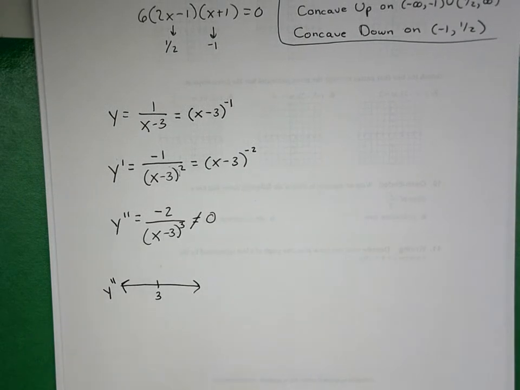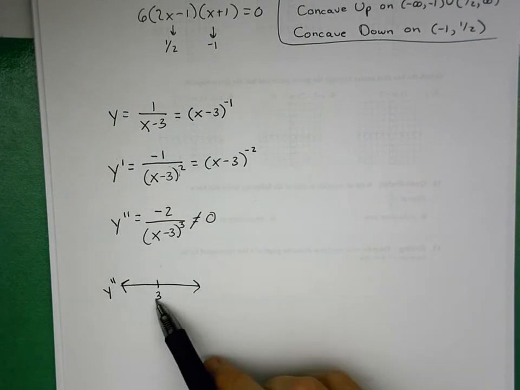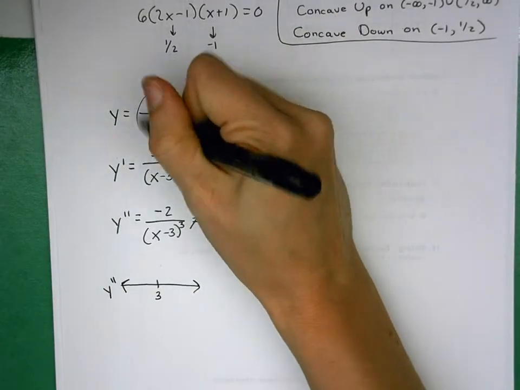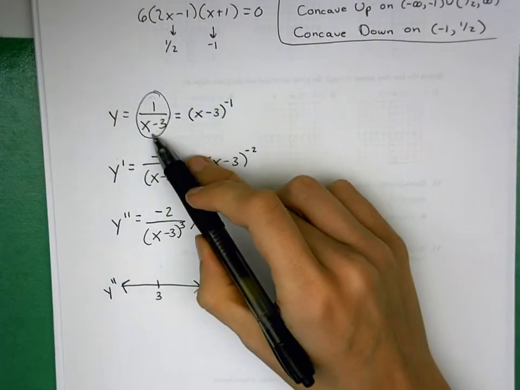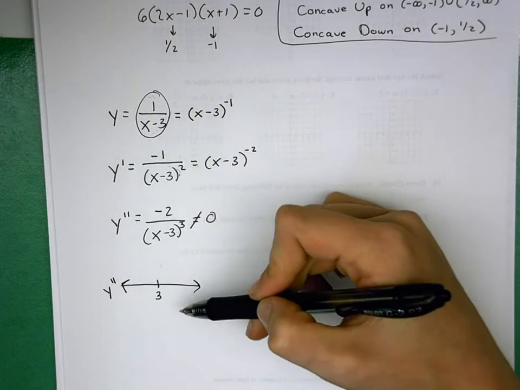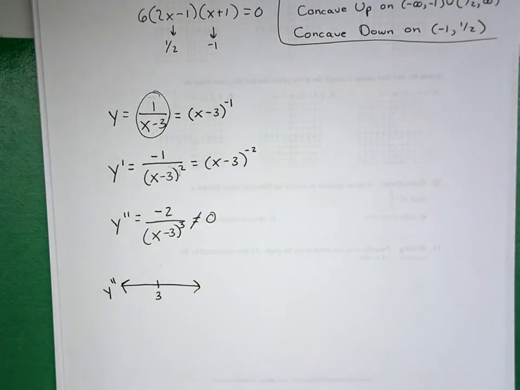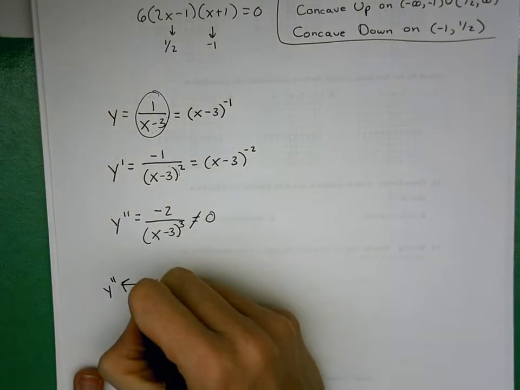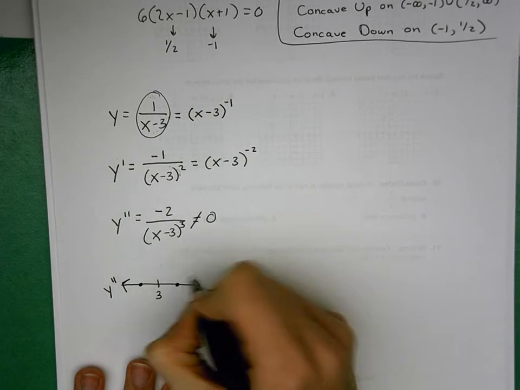Again, this isn't because this is going to be a point of inflection. This 3, look at my original function up here, this 1 over x minus 3. If I plug 3 up in here, I get 1 over 0, which is not possible. 3 is outside my domain, so it's not going to be a point of inflection. It's not a point to begin with. But it could be a change in concavity. So we do want to test that one.